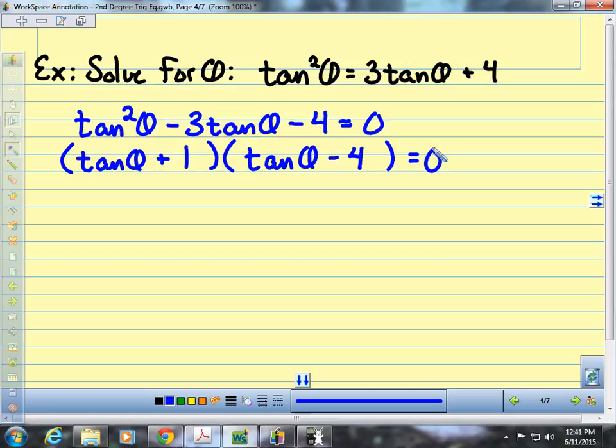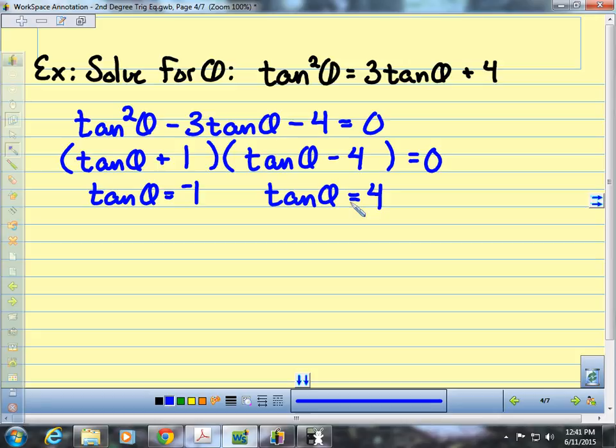Now, you don't necessarily have to show tangent theta minus 1 equals 0. Can you go right directly to tangent theta equals negative 1? Can you do that? Absolutely you can. Over here, tangent theta is going to equal 4. Can tangent equal 4? Yes. What other 2 cannot?